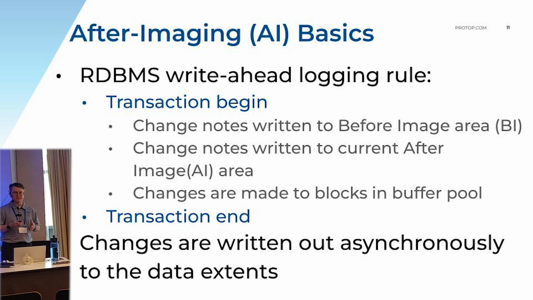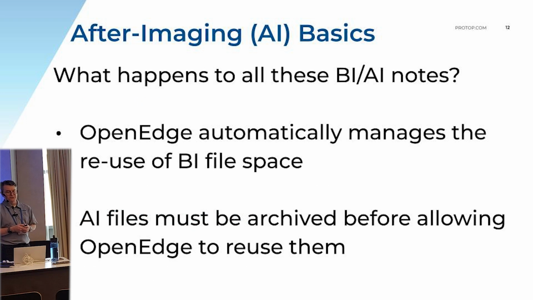It is an optional feature, but we're assuming here that AI is enabled. And then after the changes are written to the AI area, they're written to the blocks in the buffer pool. So all of that is essentially happening in memory. And then asynchronously, this data is being written out later to disk, to the BI file, to the AI file, and to the data extents as well. So that's part of the checkpoint process that commits the data to disk.